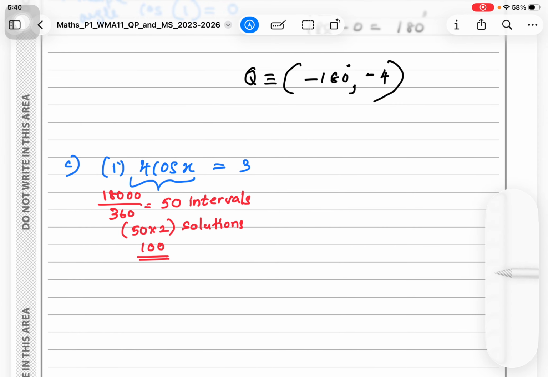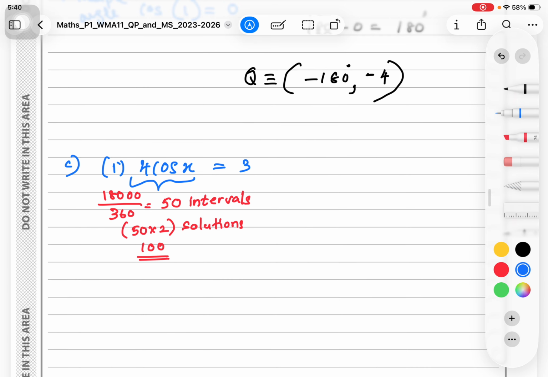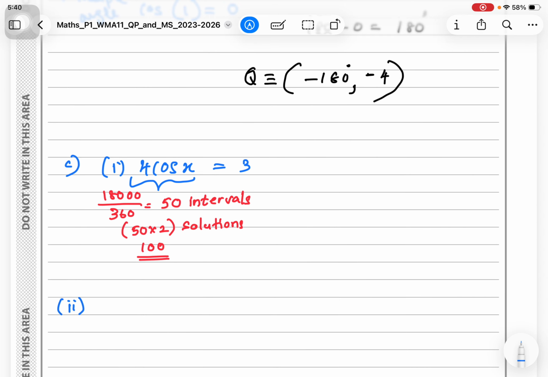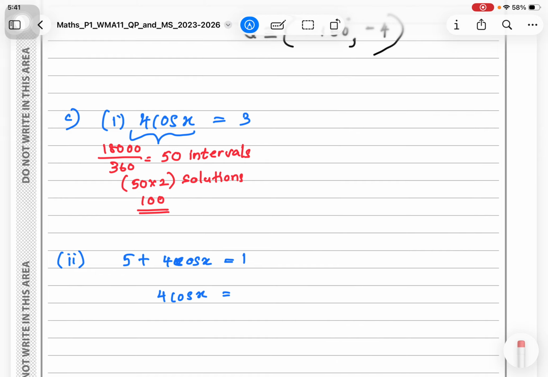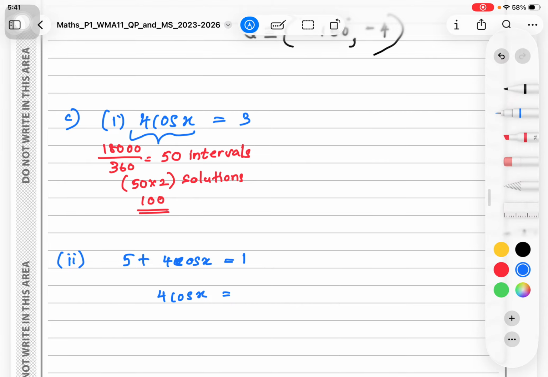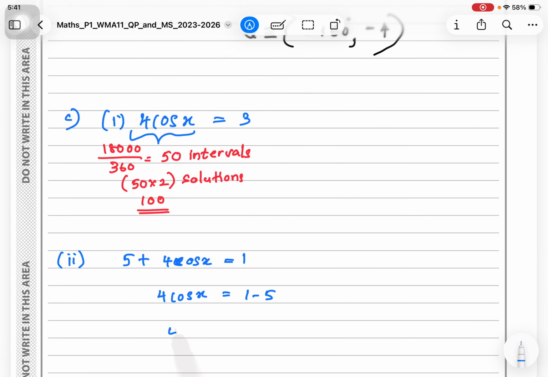Okay, now we are going to question number 2. In question number 2, they are talking about 5 plus 4 cos x equals 1. But here, what we have is 4 cos x equals 1 minus 5, which is minus 4. So literally, in this attempt, what they are asking is 4 cos x equals negative 4. If it is negative 4, this is that graph.